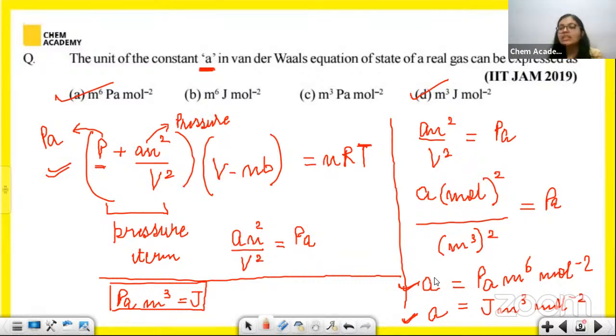Now, to calculate the unit of A from here, we will have Pascal into meter raised to the power 6 into mole raised to the power -2. Now, one important thing to remember here is that Pascal meter cube can also be written as joule. So we will substitute Pascal meter cube with joule, and then we will get these two units for A. So our correct answer would be option A and option D.